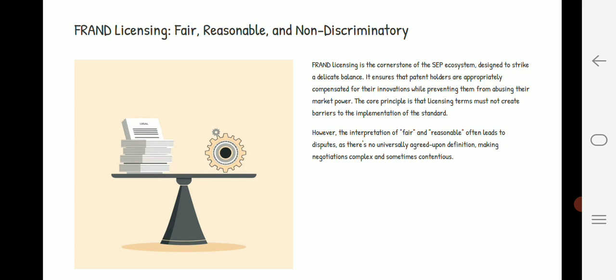Otherwise, something happens that we can call fraud licensing. We can discuss here why it comes up and what techniques avoid this type of licensing. FRAND licensing is a constraint of the SEP ecosystem designed to strike a delicate balance. It ensures that patent holders are appropriately compensated for their innovations while preventing them from abusing their market power. The core principle is that licensing terms must not create a barrier to the implementation of the standard. However, the interpretation of fair and reasonable often leads to disputes, as there is no universally agreed definition, making negotiation complex and sometimes continuous.